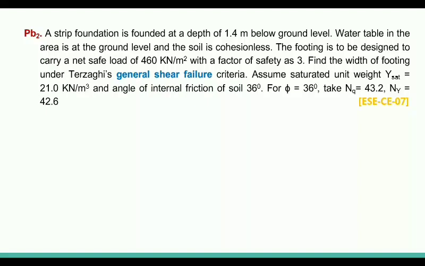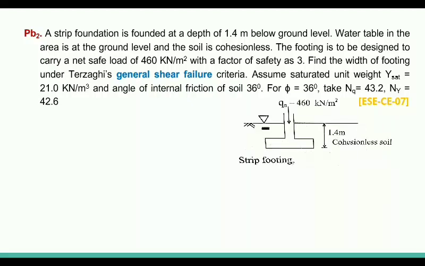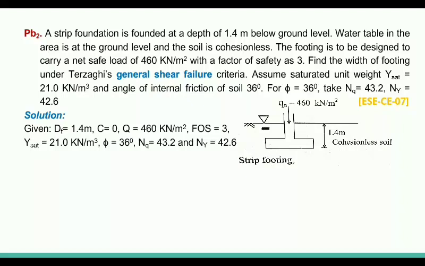Assume saturated unit weight, gamma saturated, is equal to 21 and the angle of internal friction of soil 36 degrees. For 36 degrees, Nq is given 43.2 and N gamma is given 42.6. So you can see in the figure a load intensity of 460 is given and the footing is a strip footing, and the depth of foundation is 1.4 meter, and here the soil is a cohesionless soil. So directly we can apply the Terzaghi theory. All the data which is given, just note down. These are the data given in the question, so we can apply the Terzaghi theory.